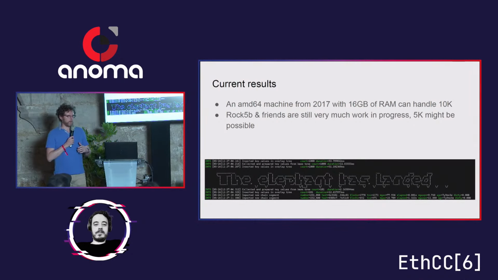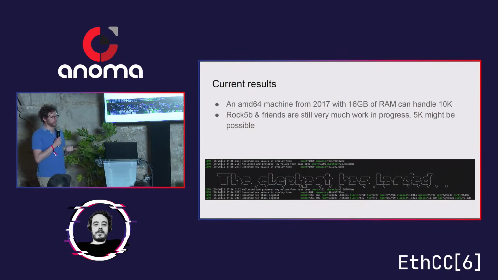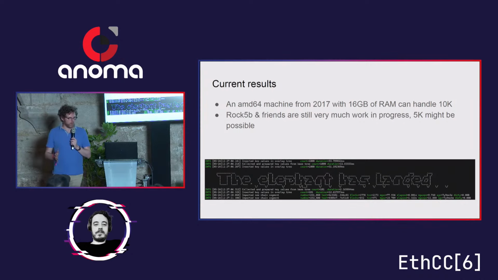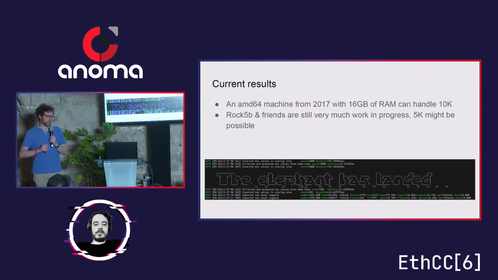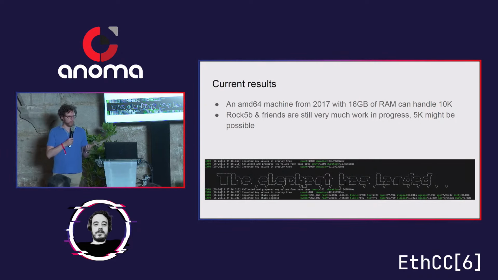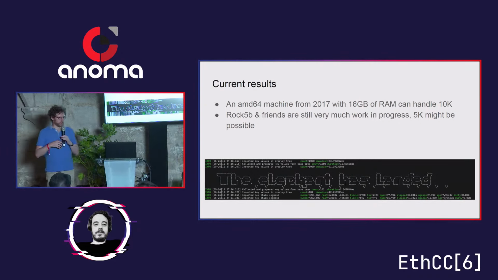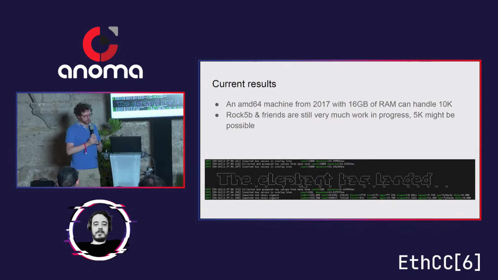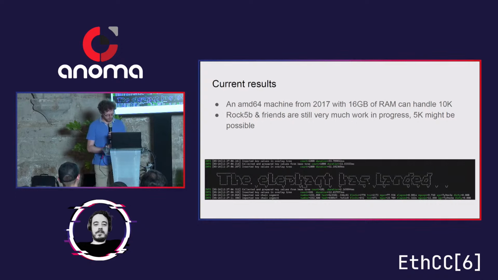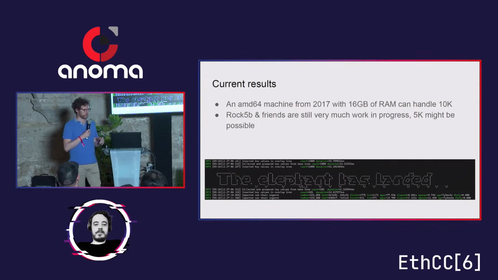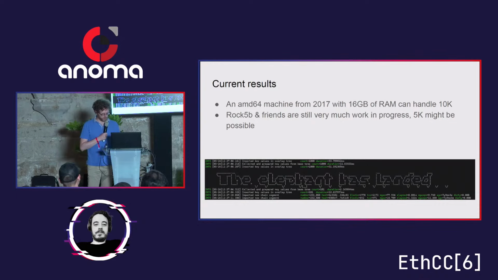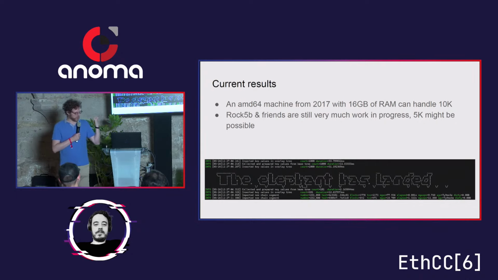So the current results, on a reasonably old AMD64 machine, we can handle 10K. That's not a problem. The problem comes with the ROG 5B and all those cheap ARM machines. We got some optimizations recently, as in yesterday, that seem to point out that 5,000 leaves per block is possible. But we want to make sure before we say, okay, it's 5K, and everybody has to accept that.